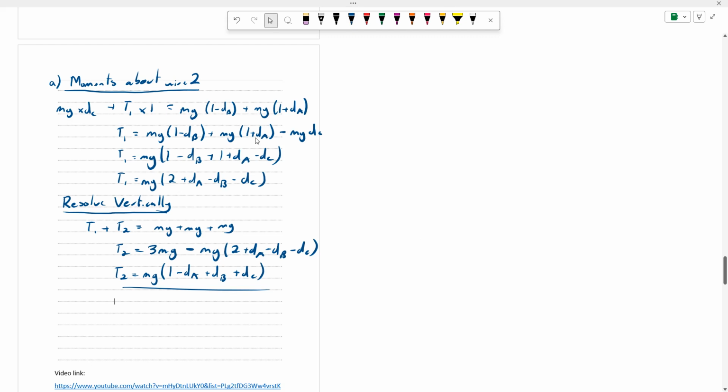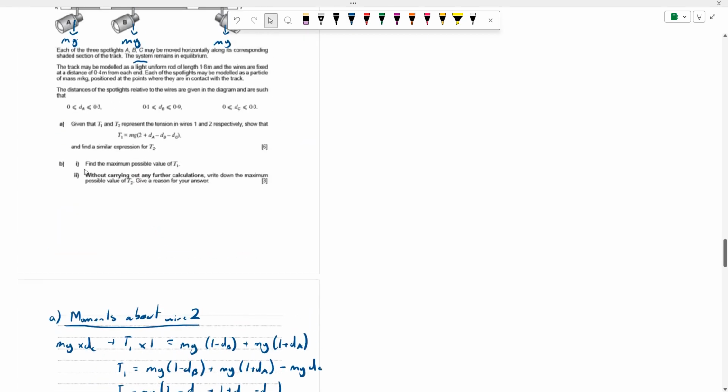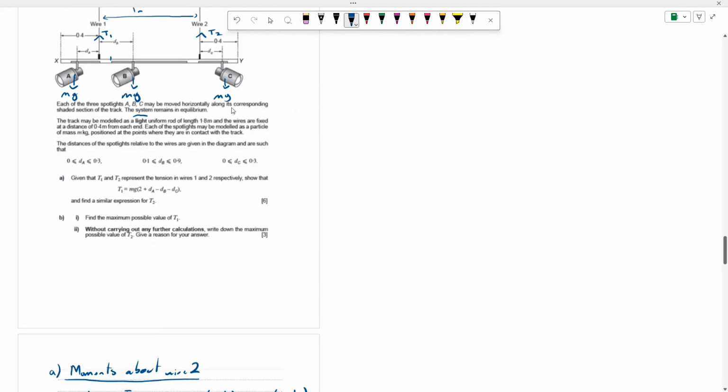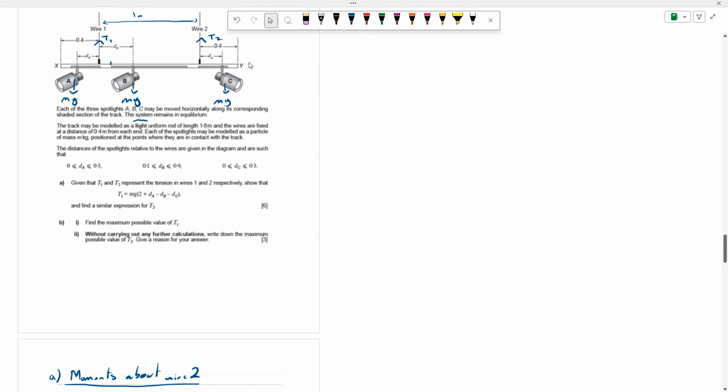Okay, so quite abstract, but I've followed the same method I would have done if I knew exactly what they were. Now for part B, find the maximum possible value for T1. Okay, so for the maximum value for T1, if we look at my diagram up here, what I want is to have every particle as far left as I possibly can. I don't want it necessarily close to T1. I want it as far left as it can.